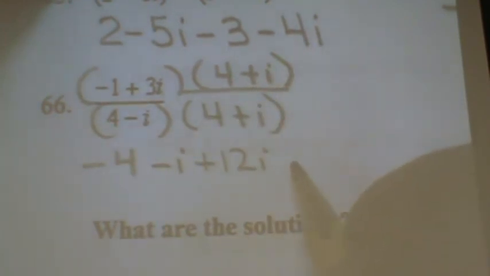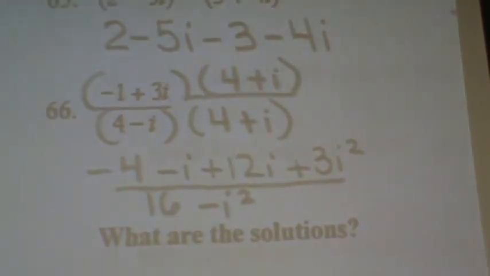66. What do you think they want you to do? Divide them. What's wrong with this problem is we have a radical in the bottom, so you're gonna multiply by the conjugate. It's an i, not a t. So you multiply by the conjugate, 4 plus i. Now let's distribute. Negative 1 times 4 is negative 4. Negative 1 times i is negative i. And then you have 12i, and then you have 3i squared.